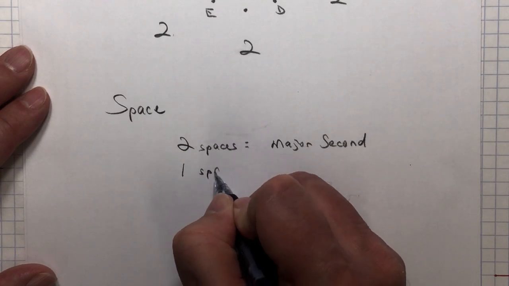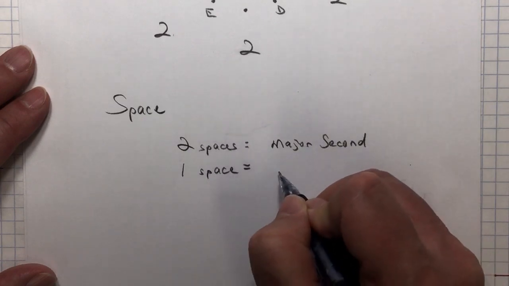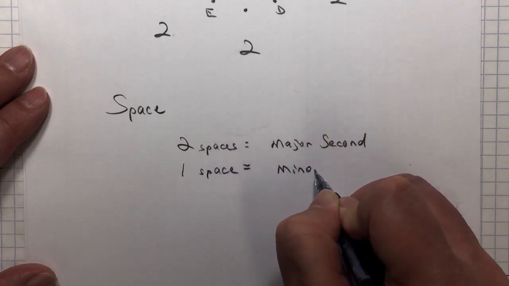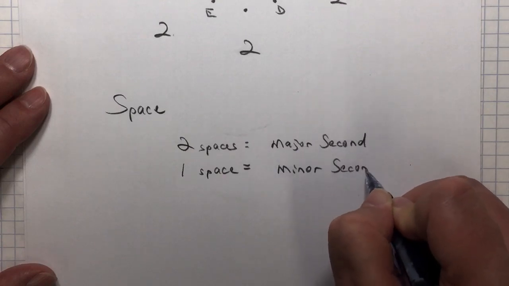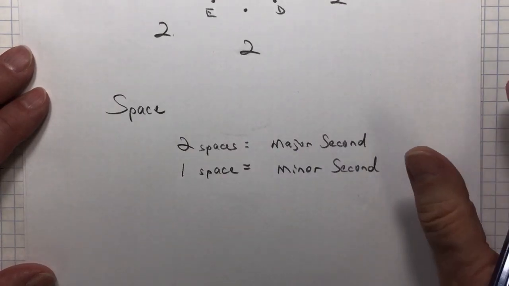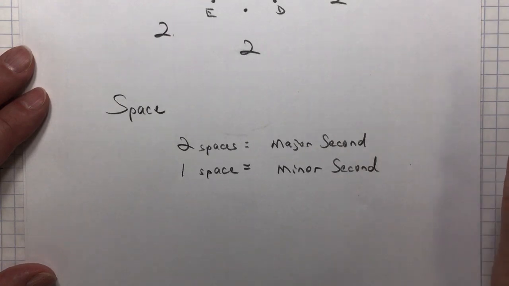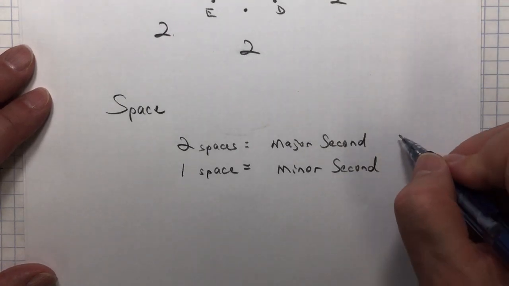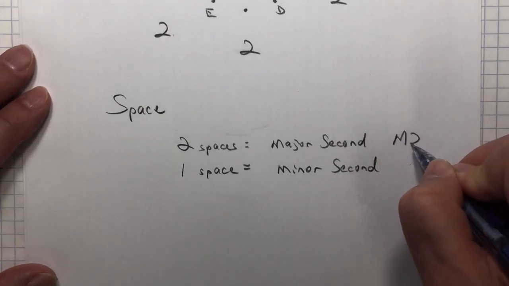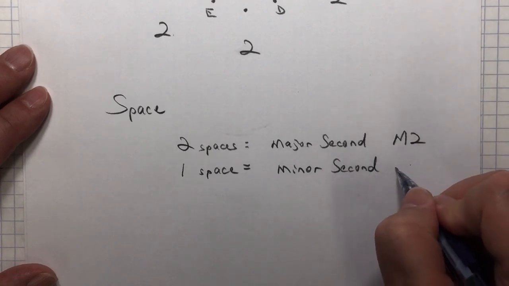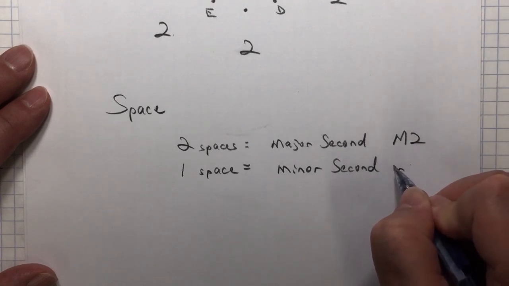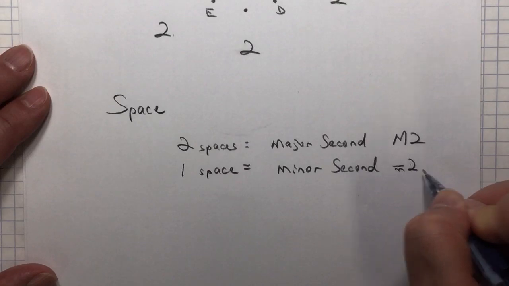One space is called a minor second. Minor from a Latin root that means smaller. The abbreviation for major, uppercase M, 2. Minor second, lowercase m with a dash above it, 2.